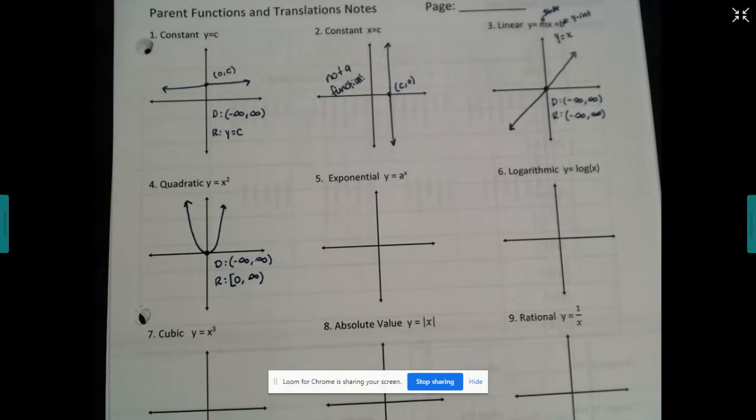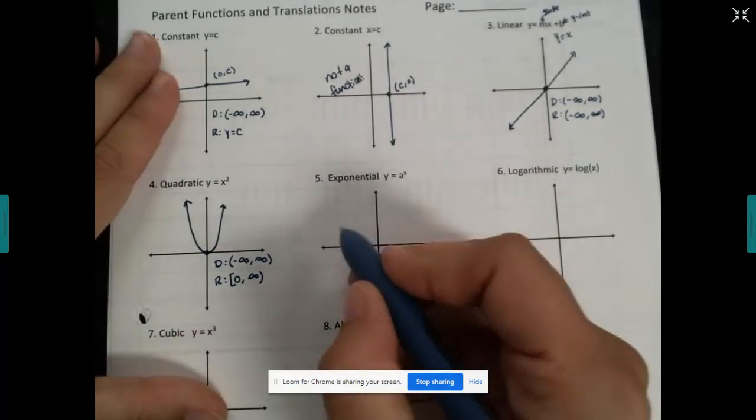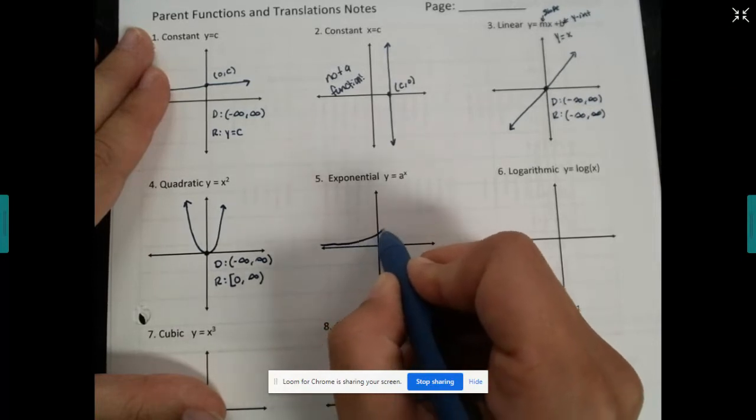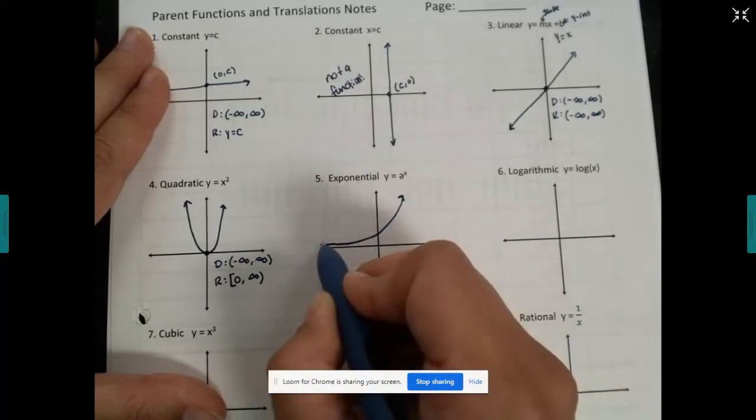Okay, so our next one is an exponential, and I put y equals a to the x, but of course a is a number, any number other than 0 or 1. But anytime it's an exponential, it's like that last one that was on your worksheet. So it kind of wraps around the x-axis. It doesn't actually cross it, and then goes up like that.